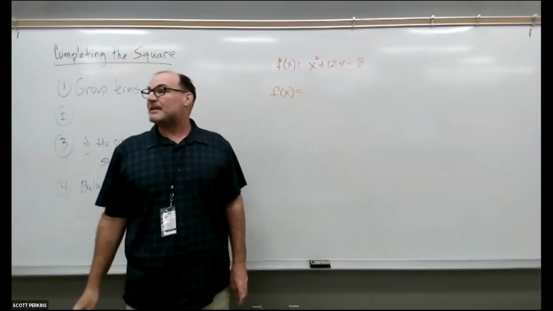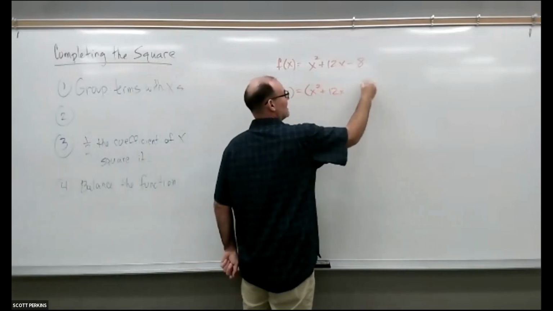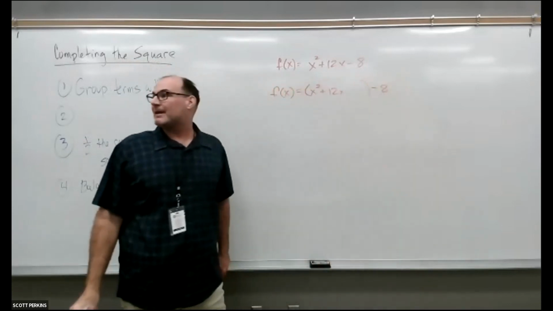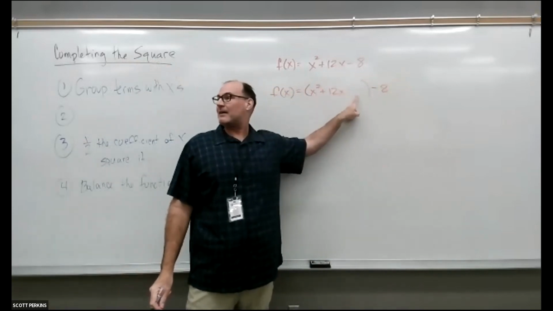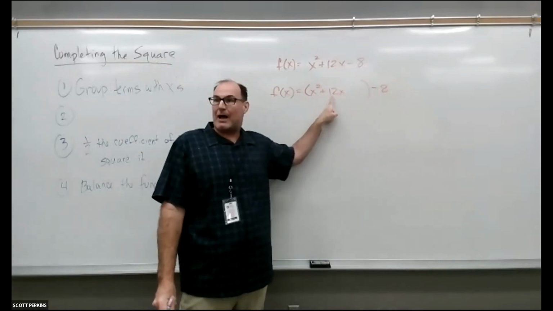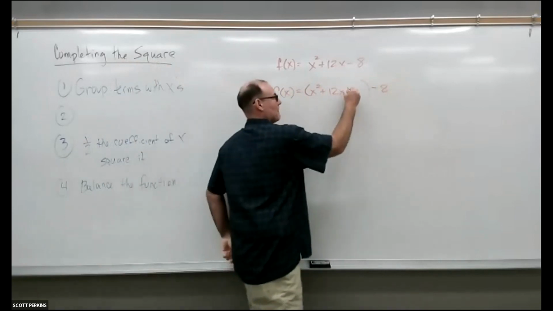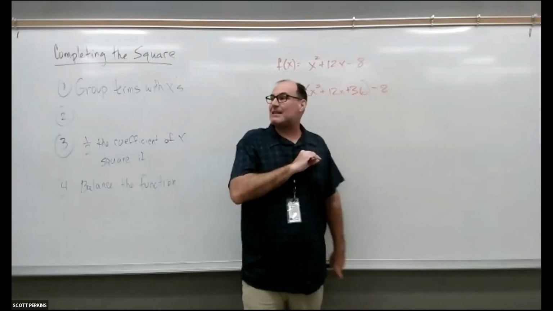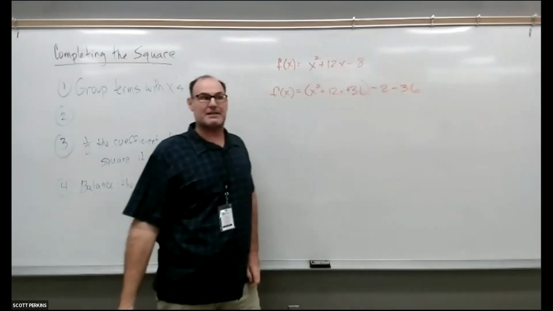First thing I'm going to do is group the terms that have an x in them. So the x squared plus 12x gets grouped. The minus 8 gets thrown outside. So tell me, what am I going to add right here? And you got the 36 because you took half of 12. What's half of 12? 6. 6 squared is 36. And since I added 36 in the parentheses, I now need to keep it in balance and subtract 36.